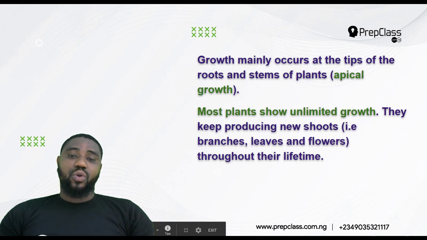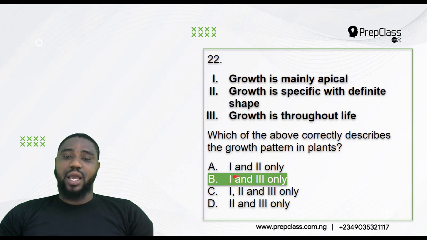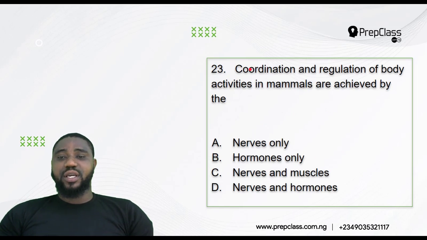So which one there? Growth throughout life, that is 3. Growth is mainly apical, that's 1. So 1 and 3 only is the best answer. 1 and 3 only.